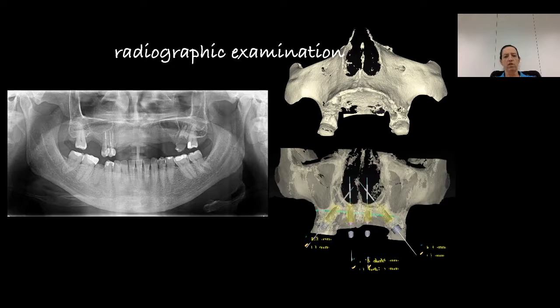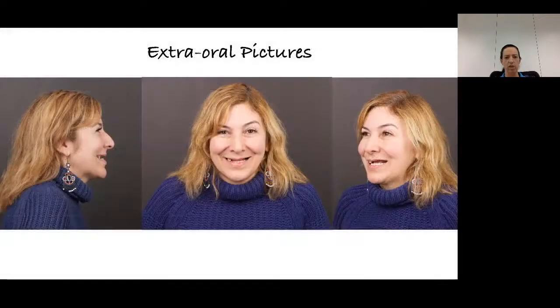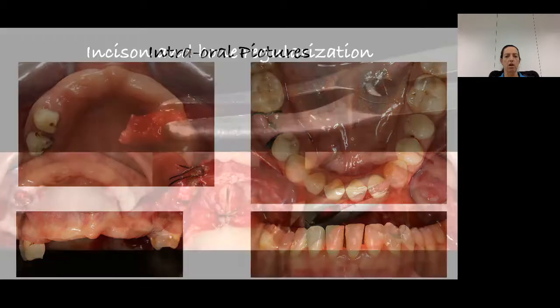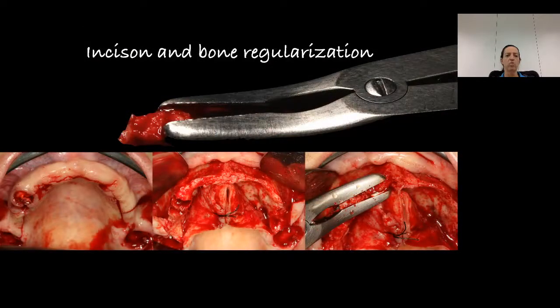So the most important thing is, first of all, clinical examination, radiographic examination. Always do a CT scan of our patient, check the smile line, check the lip support, check the evaluation of the prosthetic space of your patient. Here, as you can see, this is the upper and the lower arch, intraoral pictures. Then we start our surgery.